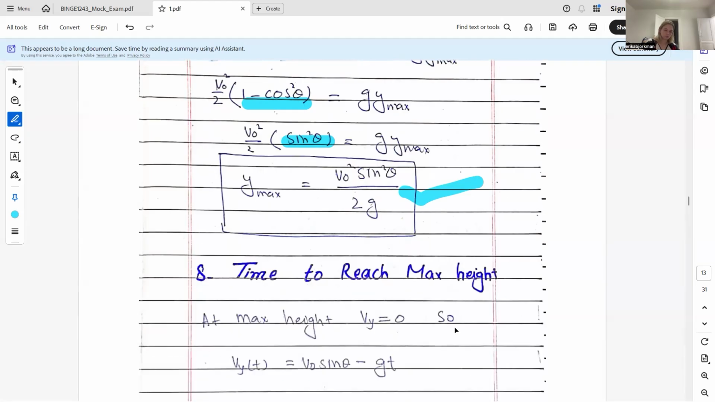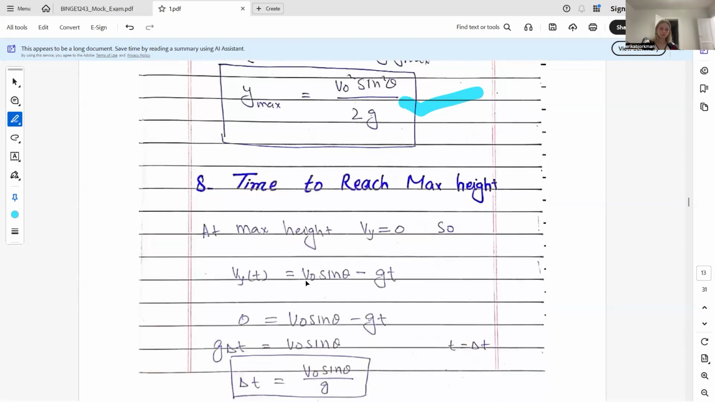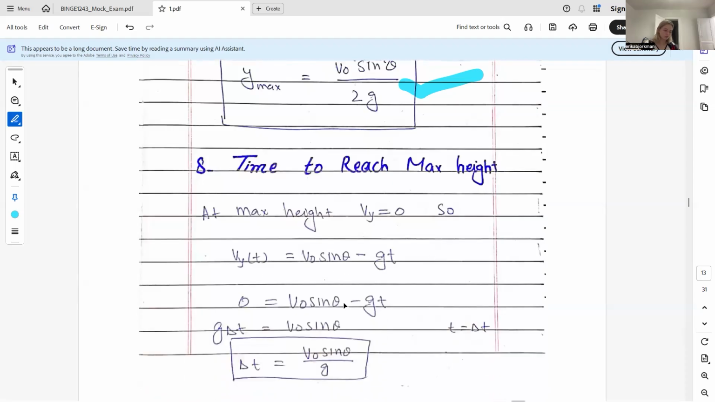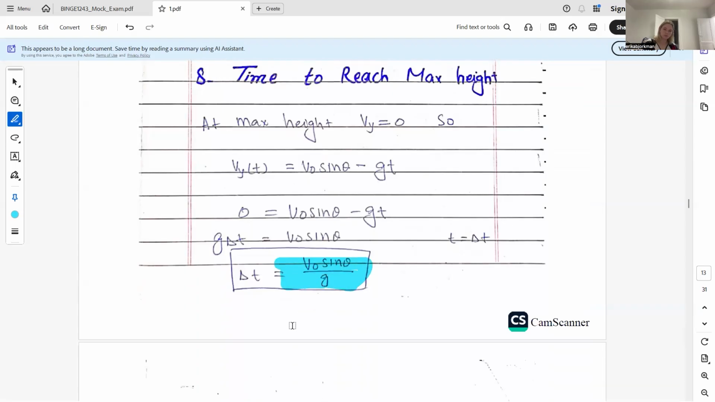Next, you need to calculate the time to reach the maximum height. For that purpose, at maximum height Vy is equal to 0. So after solving this equation and isolating the time t, we get the time to reach the maximum height. That is also not a new thing for us.